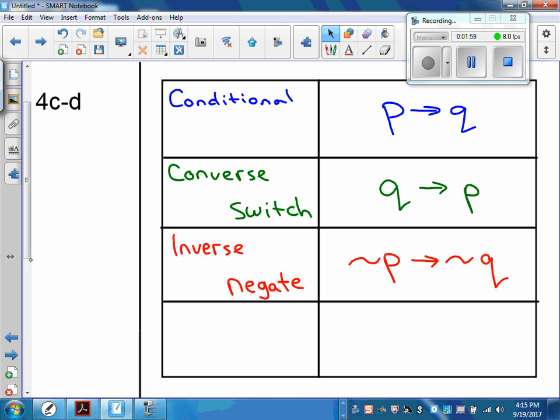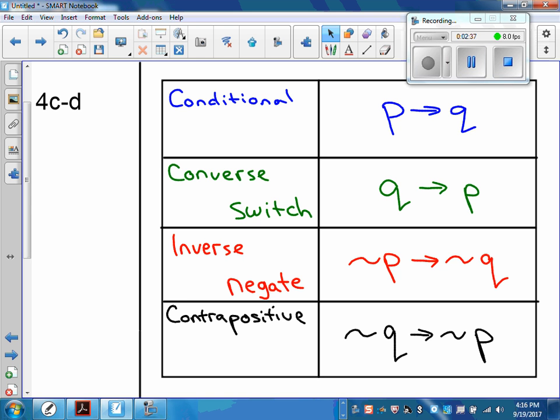And then the last one we're going to cover with regards to this type of material is the contrapositive. And notice every time we always started with the conditional. We negated both of them going down to the inverse. Now we're going to negate and switch. So here we have if not Q, then not P.